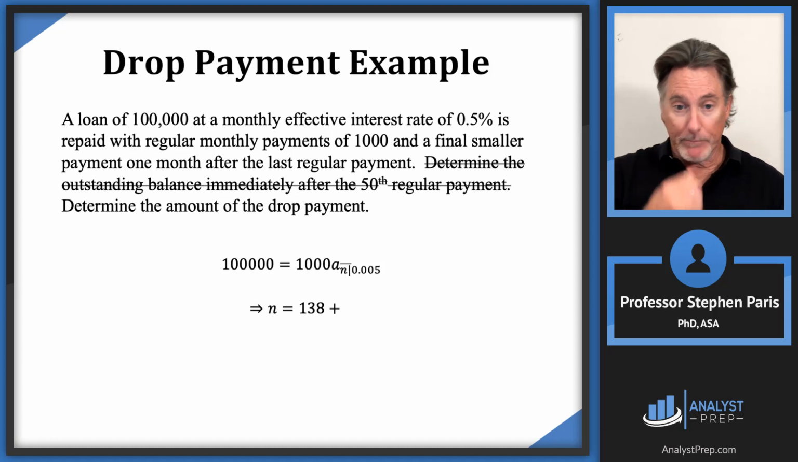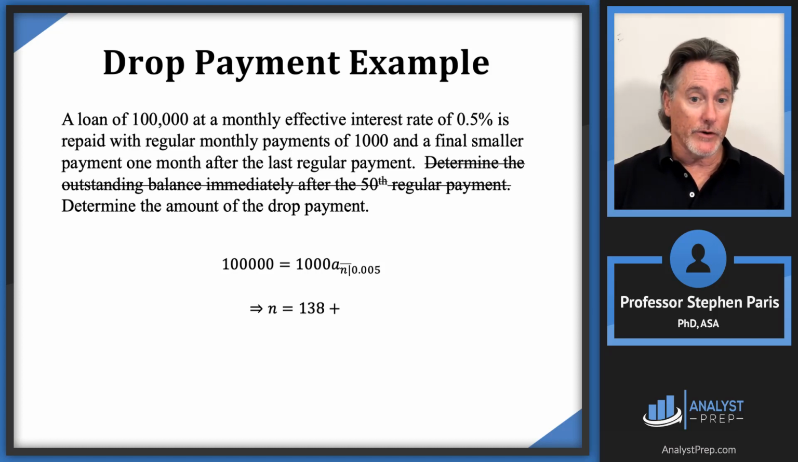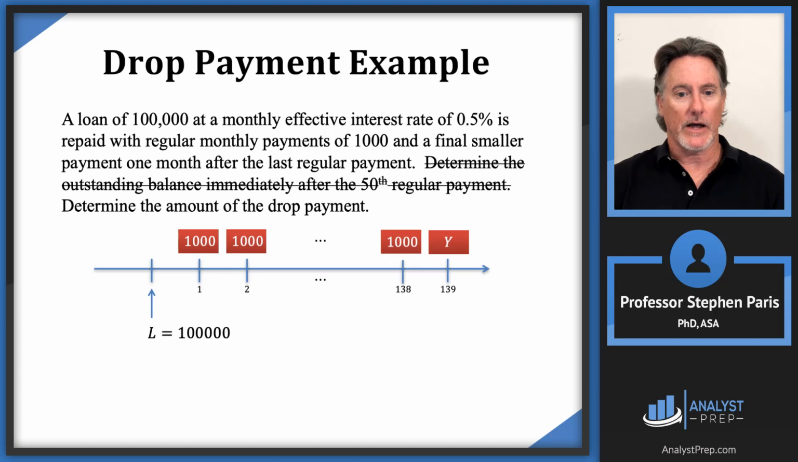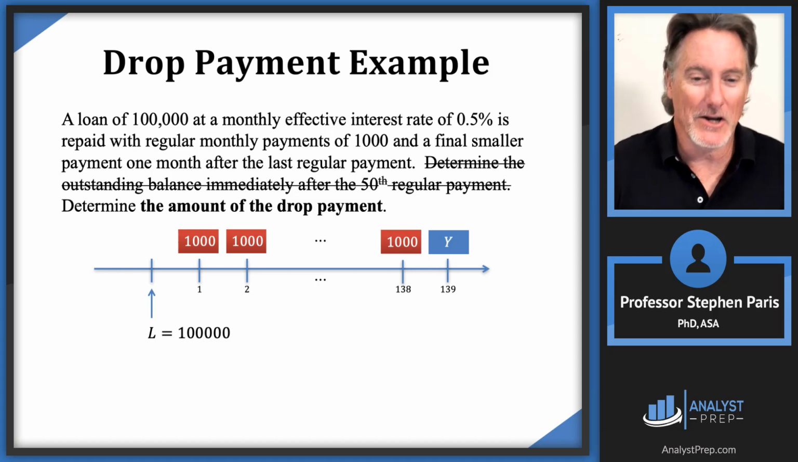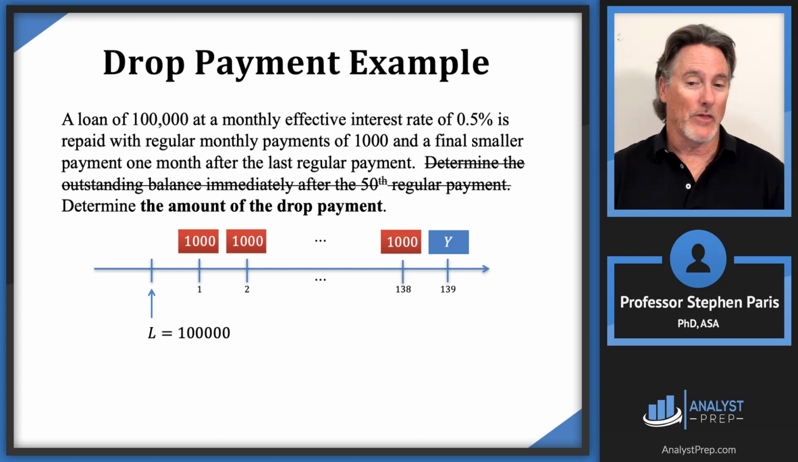Well, you can't have point something payments. You have 138 payments or 139 payments. What this tells me then is that my timeline ultimately looks like this. I have 138 payments of 1,000 plus another payment at time 139 of cap Y, and that cap Y is going to be that drop payment. It's going to be less than 1,000, because if it was more than 1,000, I would have gotten a 139 when I computed N a little while ago. So I know that the cap Y value is going to be less than 1,000.